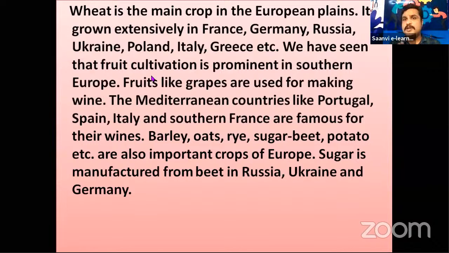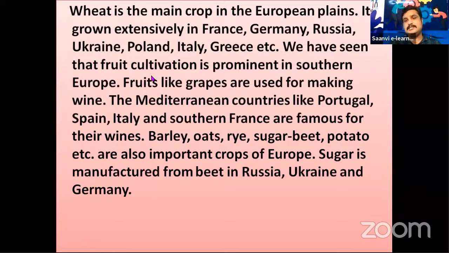Major crops: wheat is the main crop in the European plains. It is grown extensively in very important countries: France, Germany, Russia, Ukraine, Poland, Italy, Greece. These are the countries. And we have seen that fruit cultivation is prominent in southern Europe, and fruits like grapes are used for making wine. Here you have a term. What is the meaning of wine?